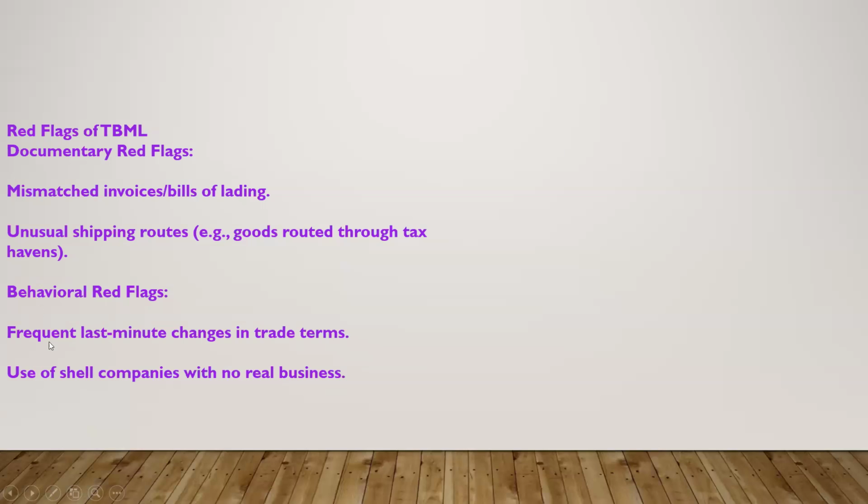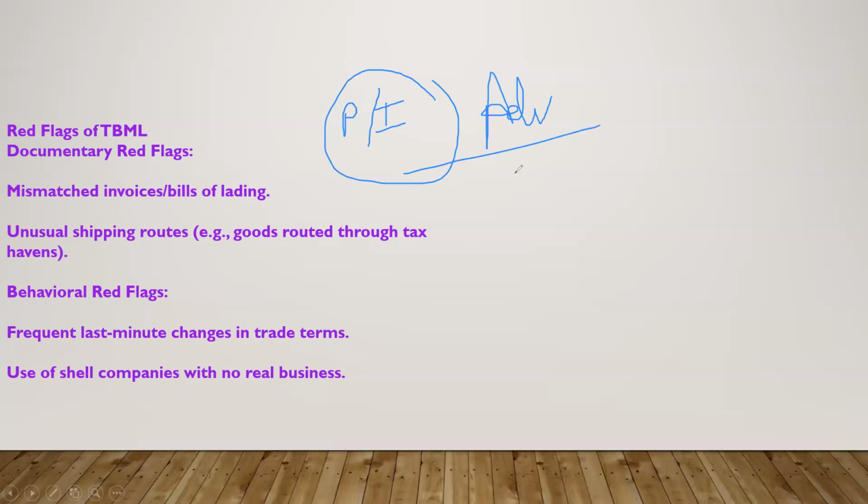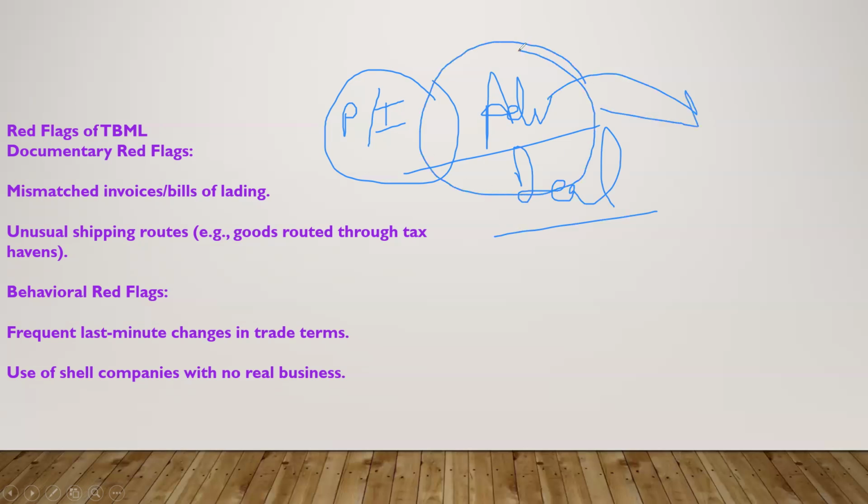Okay, behavior red flags. Frequent last-minute changes in trade terms. Use of shell companies with no real business. Some shell companies, they will make fake companies with no business, but they will show import and export. Suppose one country is raising the invoice. They are raising the proforma invoice, and based on the proforma invoice, they are getting the advance payment in their country. After that, they say the deal is cancelled and they are not returning the funds. So in this way, this money has become legal.